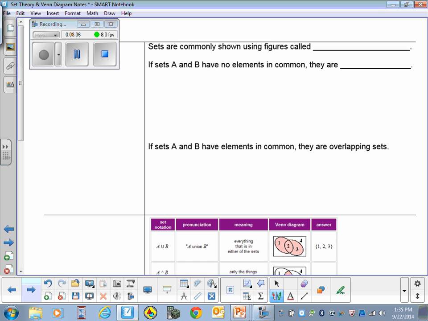They're a lot of fun. Alrighty, so how are sets drawn? We draw our sets with figures called Venn diagrams. And there are two main types of Venn diagrams. The first one shows disjoint sets. Sets where they have no elements in common with each other.